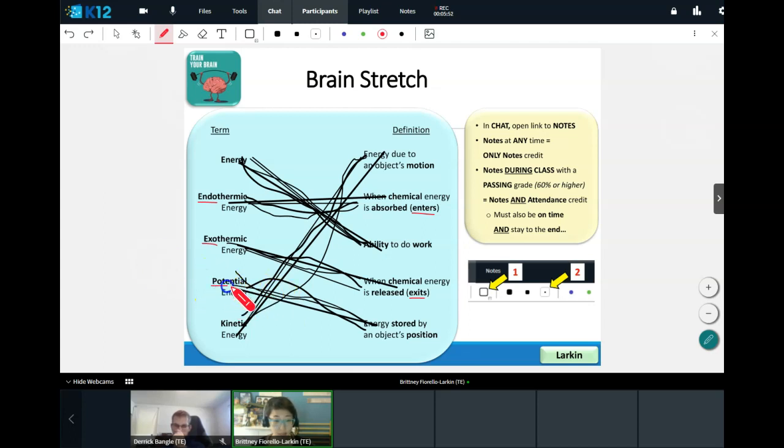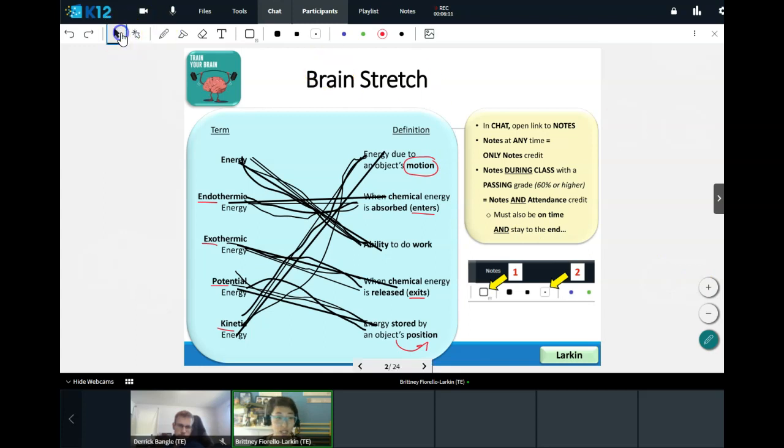Potential energy, we said potential energy is like the potential you have to fall, right? So this is the energy stored by an object's position, all right, which we will be learning more about today. And then kinetic energy, we know that the word kinetic means motion. So that's automatically what you should think of. You should think of it as the energy due to motion.